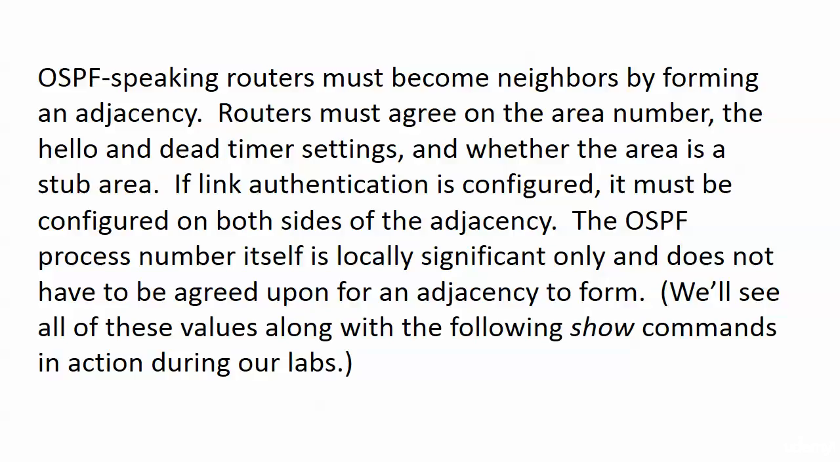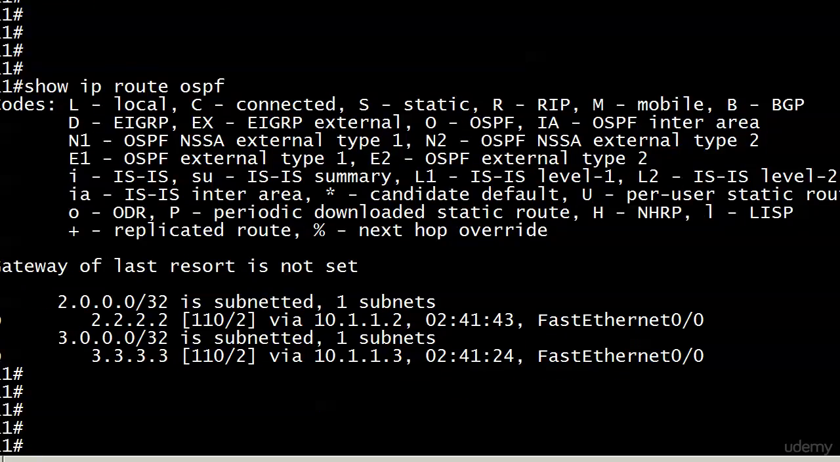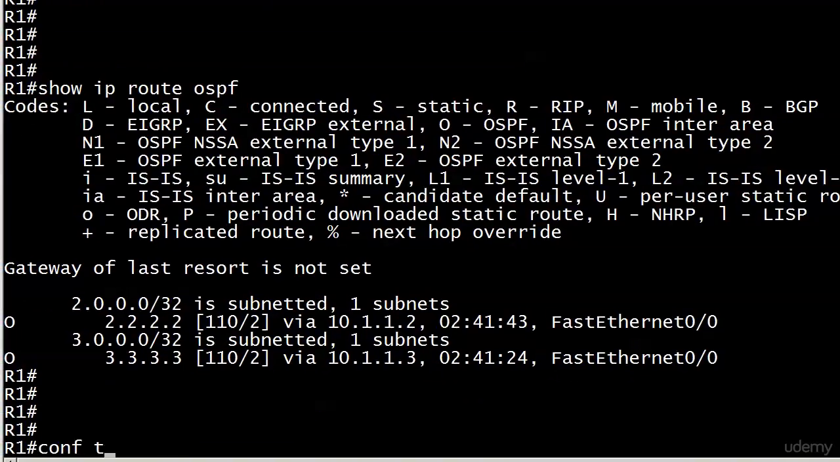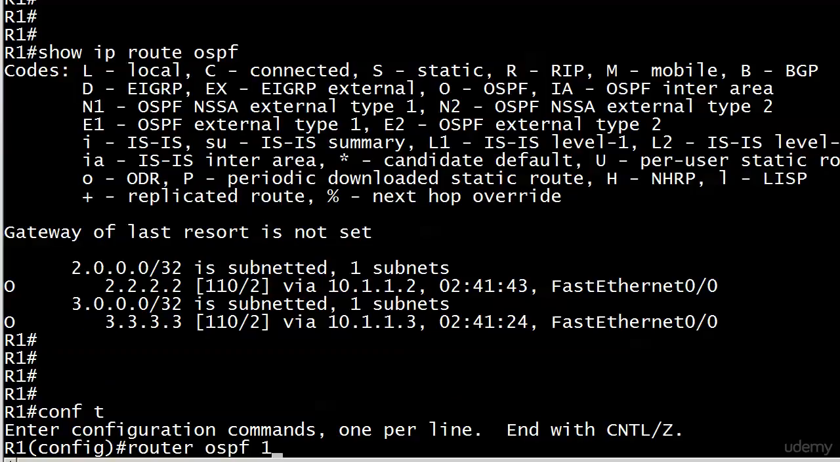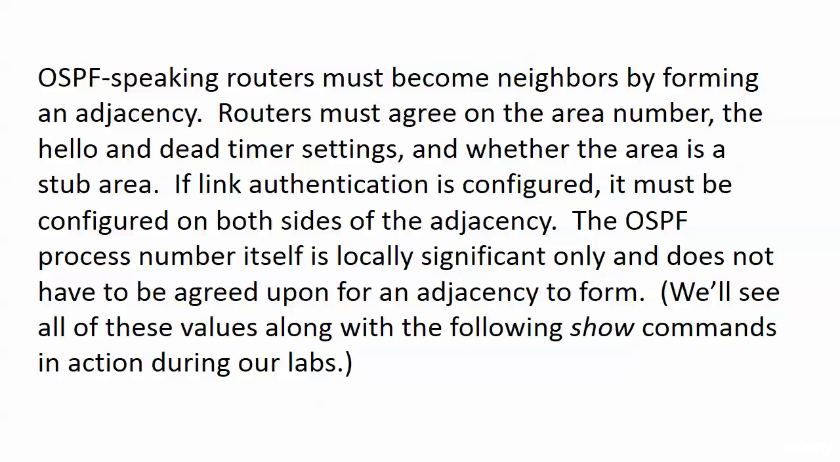Now this process number we're talking about here, I'll actually show you exactly where that comes in. It comes in at the very beginning of our config. Sorry about my moving there. You're likely familiar with a command like router ospf 1 or 4 or something like that, but that number right there is the process ID. This number does not have to match between potential OSPF neighbors. It's locally significant only. For that reason, it doesn't have to be agreed upon for the adjacency to form, because the downstream router isn't even going to know what the local router is using for a process number.